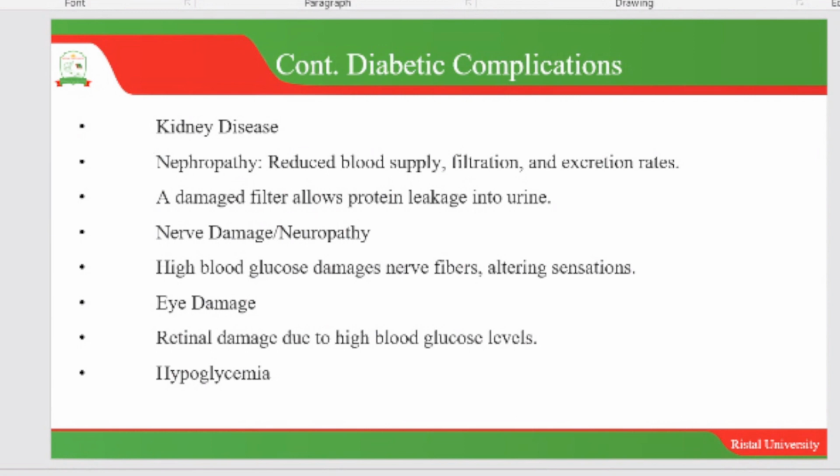There will also be eye damage, which leads to the blurring of the vision. And this is because retinal damage can be experienced due to high blood glucose levels. Then there is also hypoglycemia, which is the low levels of glucose in the body.